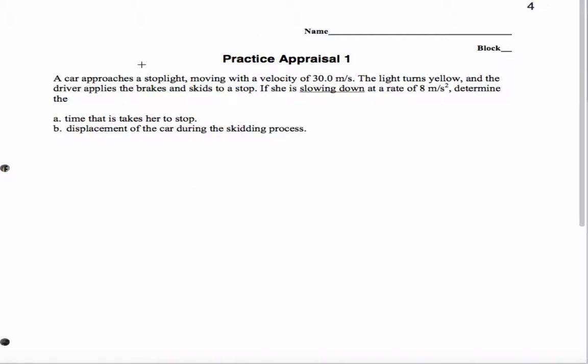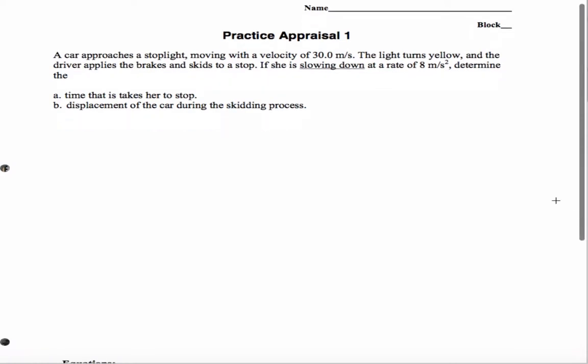So when I see you Friday, you're going to actually do another appraisal for me, which is an equations appraisal, and I just wanted to give you an example of one right here. So we have a car approaching a stoplight, moving with a velocity of 30 meters per second. So that means v naught is 30. So the first thing is you need to get these memorized. That is a very important thing, and that needs to happen.